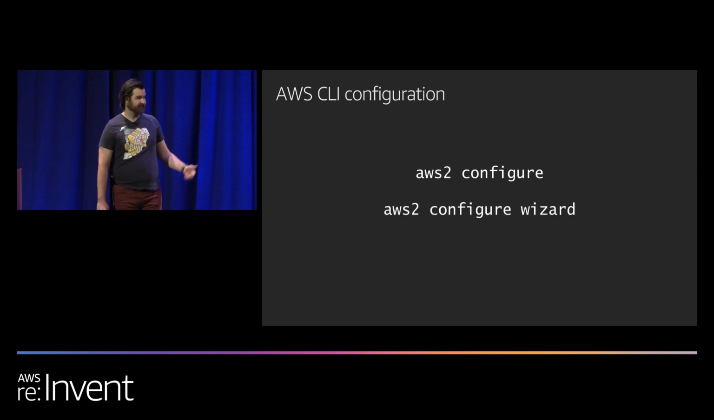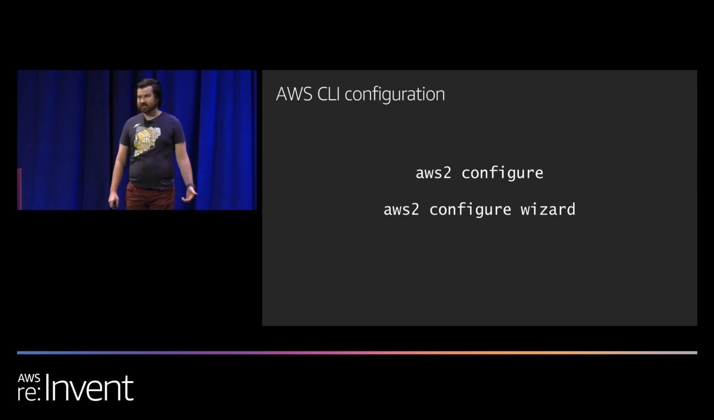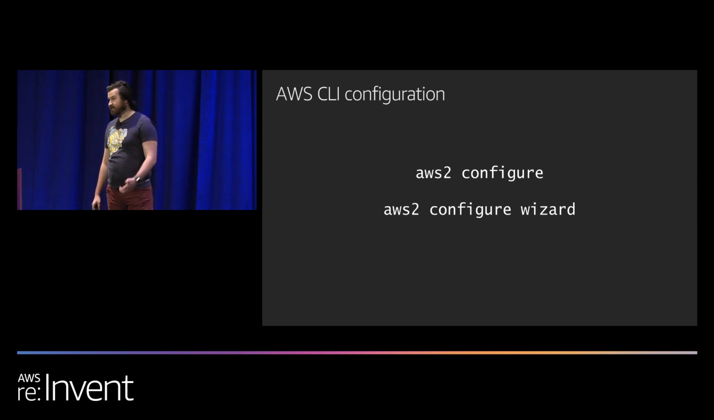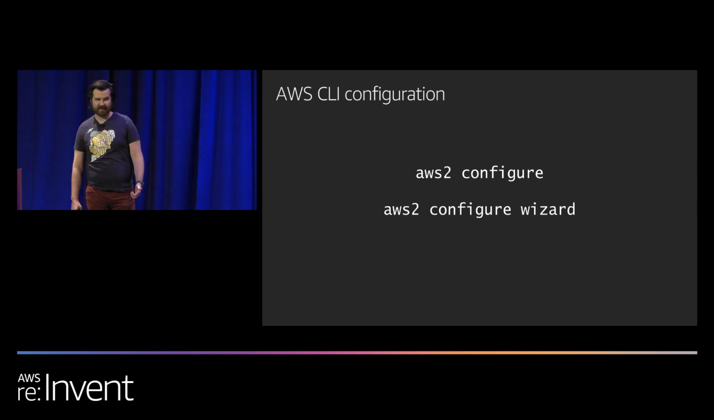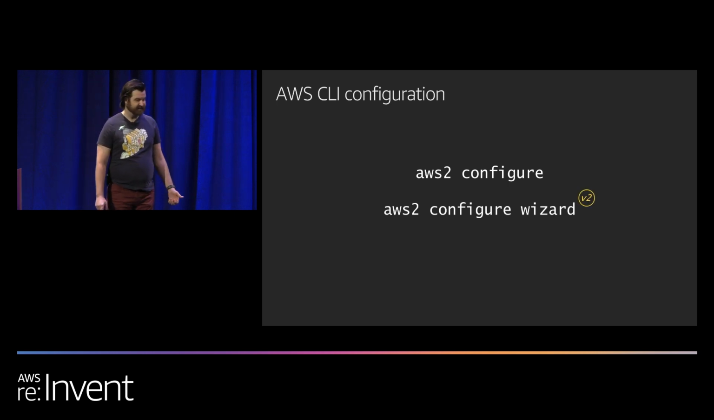There's also the configure wizard command. This is a guided prompt through all the different setup options you have with the CLI v2 and asks you for the proper values to get the setup that you want. And this is a v2 only feature.